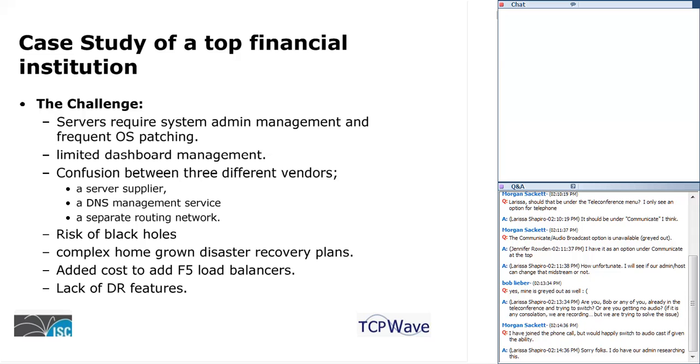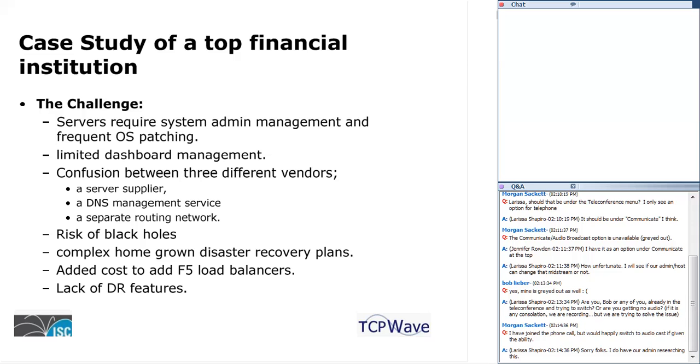The disaster recovery plans were complicated, and only a few employees understood what to do if there was a problem, so that as they lost employees or changed headcount, they sort of lost their DR plans. They tried to add F5 as a load balancer, but that ended up being too costly, so they decided to walk away from that idea. And finally, they realized there was a lack of DR features and a lack of visibility should there be any kind of DDoS attack or a bug.